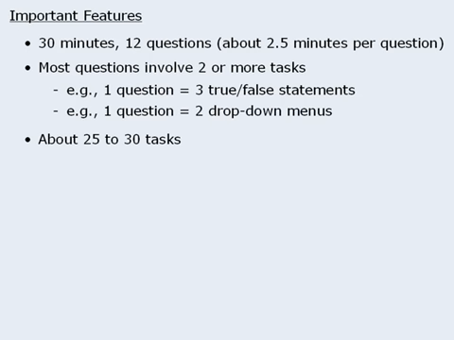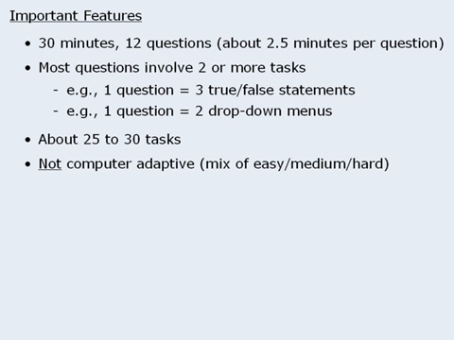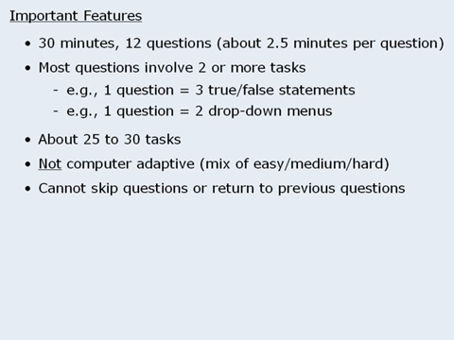So even though this section has 12 questions, you will likely have to complete a total of 25 to 30 tasks. Another feature is that unlike the math and verbal sections of the GMAT, the integrated reasoning section is not computer adaptive. In other words, the difficulty level of each question is not based on whether or not you correctly answered the previous question. This means that you can expect to find a mix of easy, medium, and difficult questions. So don't be alarmed if you encounter a super easy question. It does not mean anything about whether or not you answered the previous questions correctly. Now, even though the integrated reasoning section is not computer adaptive, it's still the same as the math and verbal sections in that you cannot skip questions or return to previous questions once you've answered them.